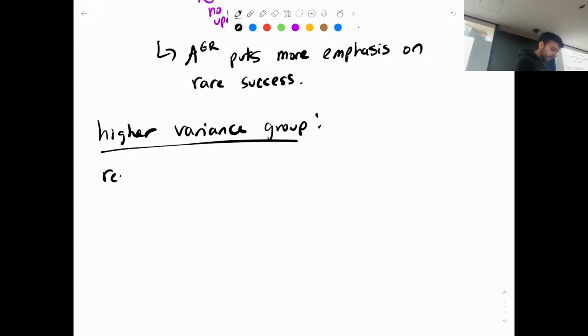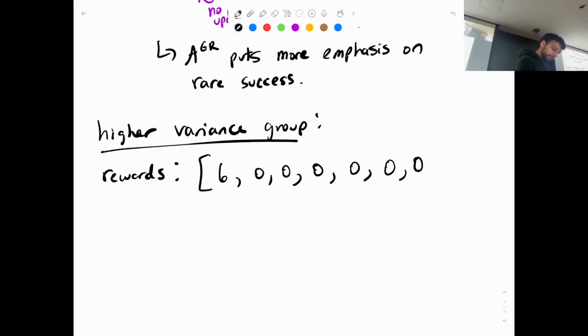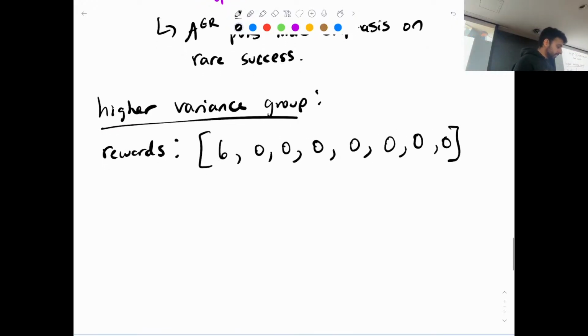So now let's say we have another group whose rewards are very similar to the first group, except the only winning response has a reward of 6, and all of the other rewards are 0. So here, it could be that you're grading on a rubric and there is some discrepancy between 0 and 1, 1 and 2, all the way up to 6. So a 6 is much better than a 0. So we have one really good response and several bad responses.